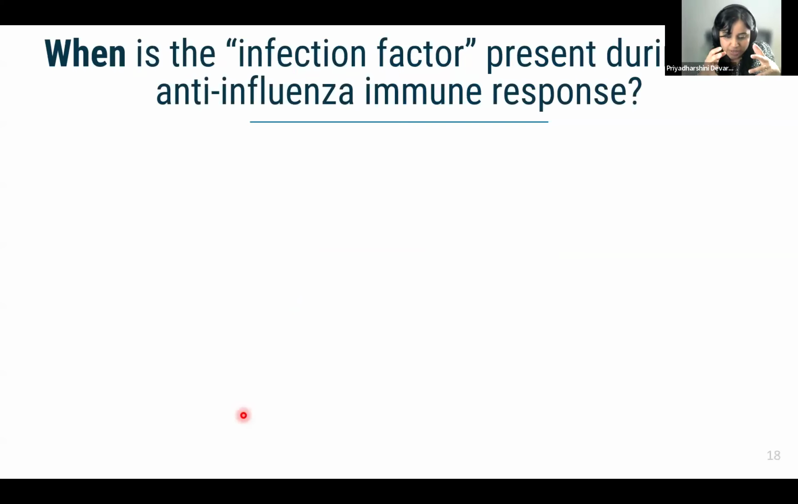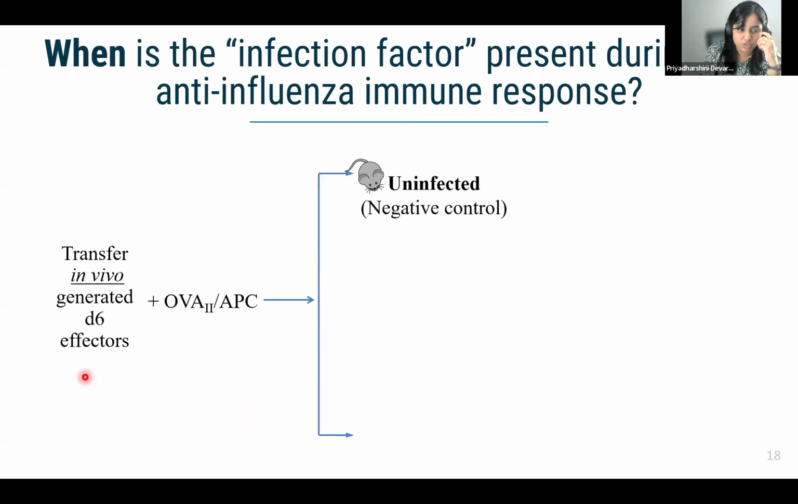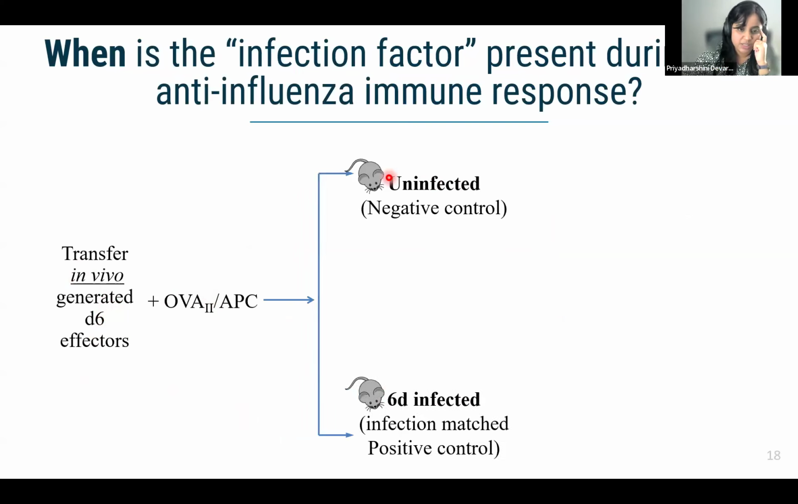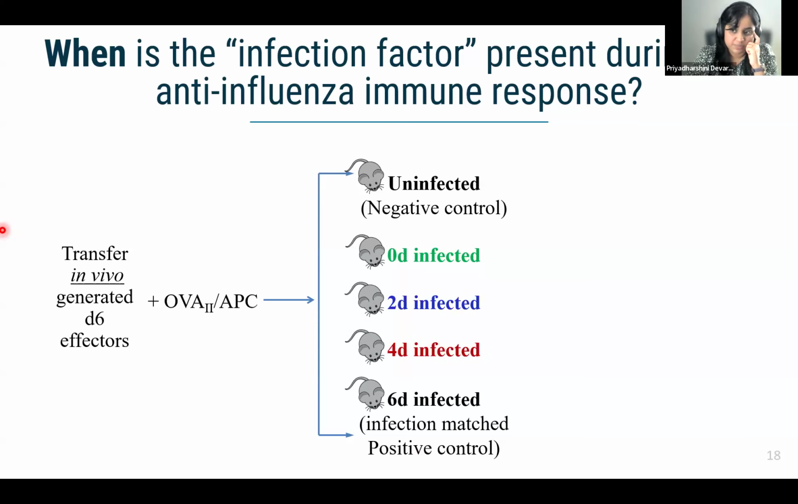And as we tried to narrow down what this factor was, because influenza infection induces a whole range of cytokines and interferons and everything, we tried, okay, how can we narrow this down? So we tried asking, when is this factor from infection present? And so to ask that question, we did the same transfers where we transferred 6-day effectors with the antigen, but into either uninfected mice as a negative control or infection-matched mice as a positive control, or we transferred into mice that are infected on 0 days, 2 days, or 4 days.